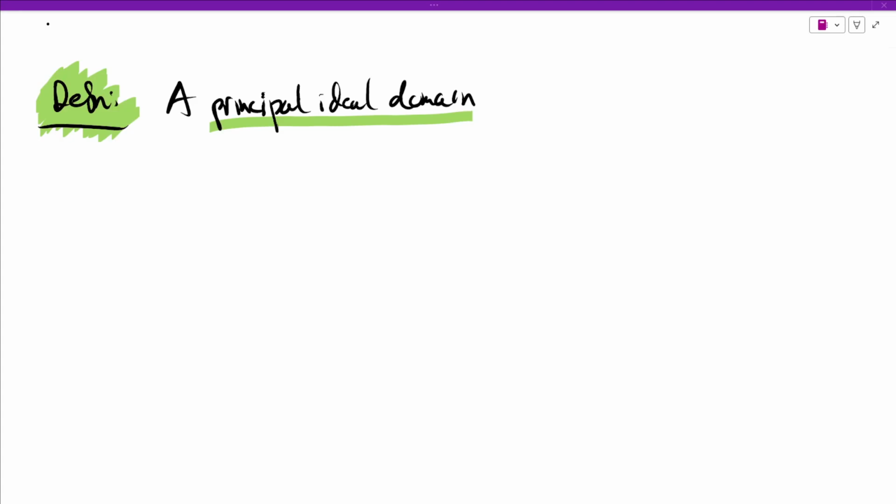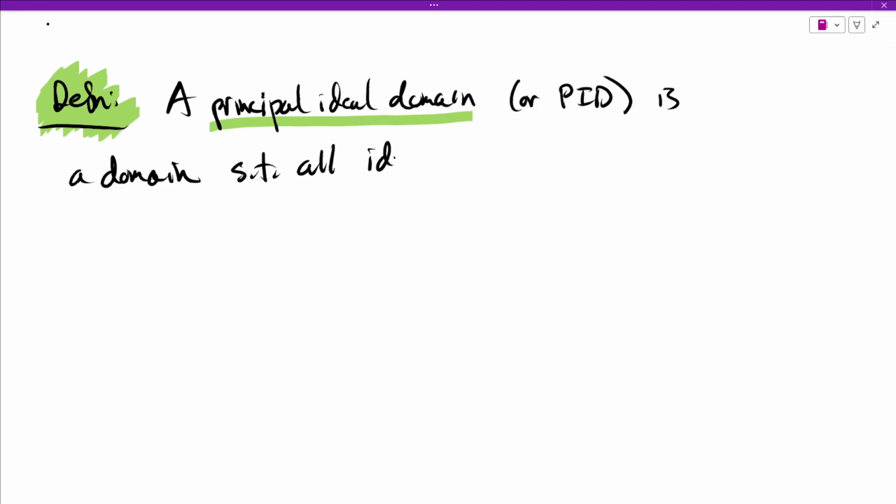Okay, so our first main definition is about a principal ideal domain. Sometimes we'll just say PID. What this is, it's a domain, so a commutative ring without zero divisors, such that all ideals are principal. That is, if you have any ideal in this domain, there exists a principal generator.